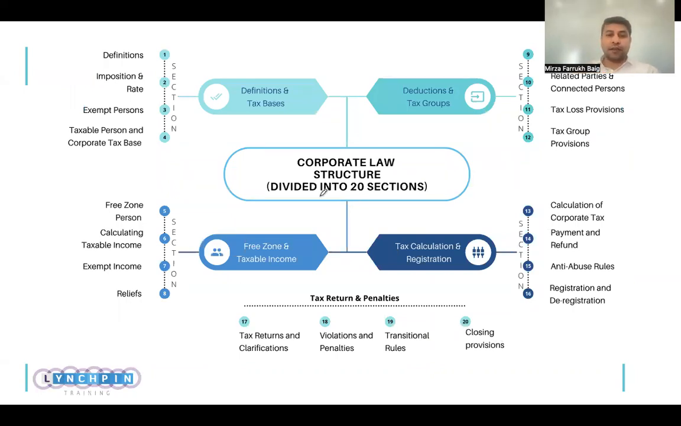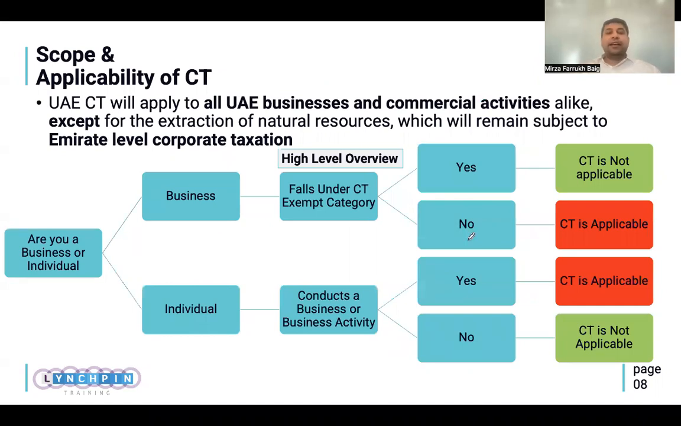Here I'm just giving the corporate tax law structure. It is divided into 20 sections. Sections are broader areas which give you a quick reference in case in future you wish to have a first-hand introduction to the CT. For example, in chapter 5 we have free zones, and so on and so forth. It is just a skeleton of the entire law which is issued, so it is only for reference. A very high-level overview.